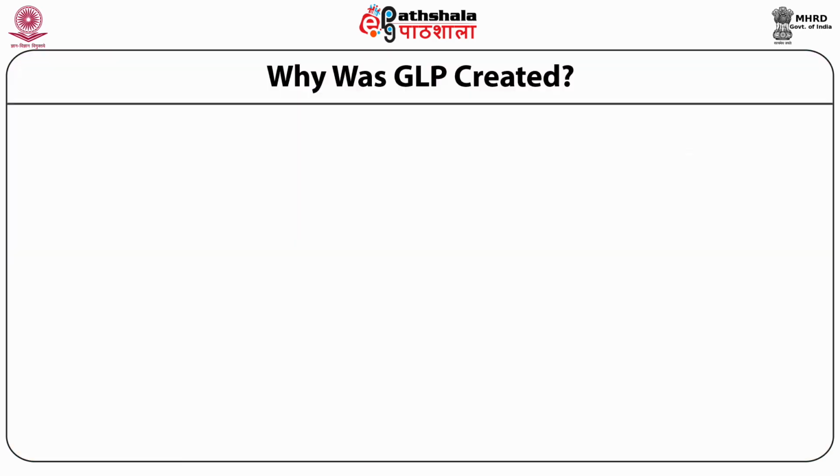GLP embodies a set of principles that provide a framework within which laboratory studies are planned, performed, monitored, archived and reported. It's a quality system of management control for research laboratories and organizations to try to ensure the uniformity, consistency, reliability, reproducibility, quality, and integrity of chemical, including pharmaceutical, non-clinical safety tests, from physiochemical properties through acute to chronic toxicity tests. So now we will understand why GLP was created.